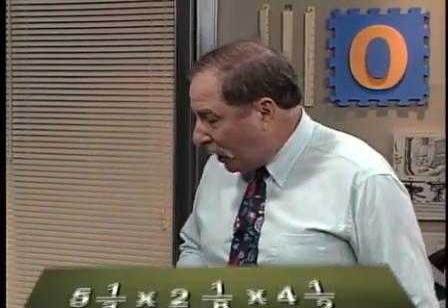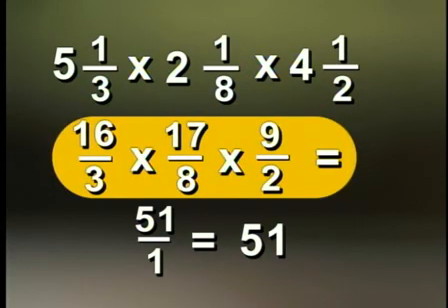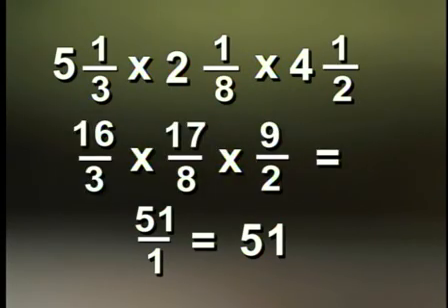So let's take a look at this problem. We have 5 1/3 times 2 1/8 times 4 1/2. And we change the mixed numbers to fractions. First step is the same. We get 16 thirds, 17 eighths, and 9 halves. And now we cancel. And we can cancel any numerator with any denominator. So, for example, we cancel the 16 and the 8. And we get 2 and 1.